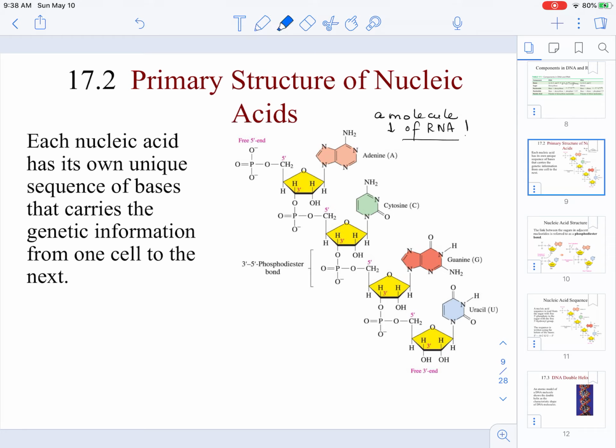Key number 1, when we look at the sugar motif, you can see that we have specifically a ribose sugar because on carbon 2, there is the presence of a hydroxyl group. The other key of determining that this is a molecule of RNA is the presence of uracil. Remember, each nucleic acid has its own unique sequence of bases, and that's what carries the genetic information from one cell to the next.